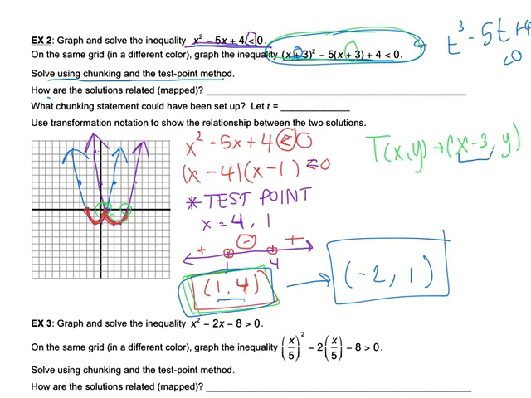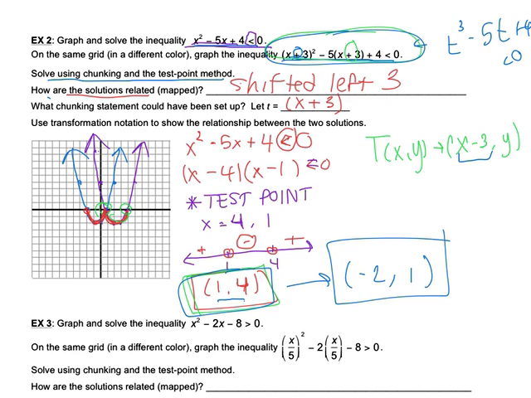So we left some of these blank. It said how are the solutions related? Shifted left 3. So the chunking statement that we set up here was let t equal x plus 3, which we already knew. Okay.